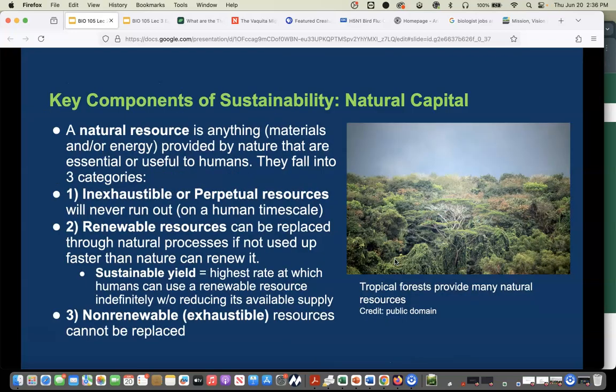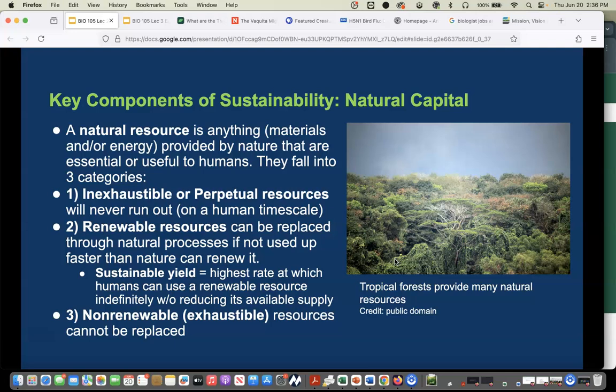So let's talk about this natural capital and these natural resources. When we talk about natural resources, again, these are materials and or energy that's provided by nature, and that we find is essential or very useful to humans. These natural resources fall into three categories, and you do need to know these three categories.